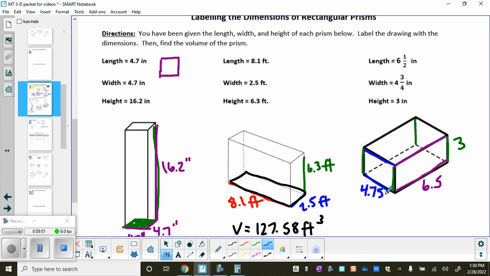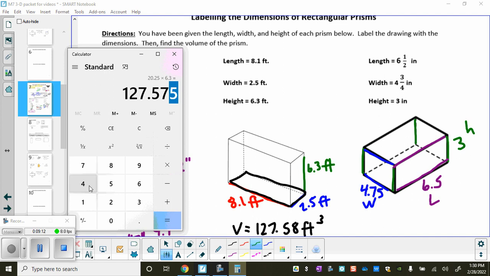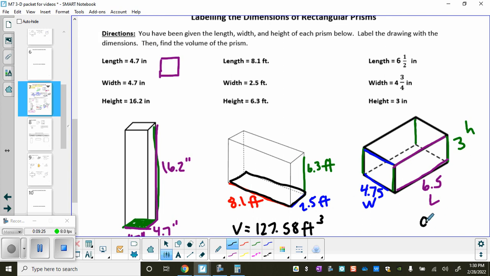The reason I make it a decimal is so I can use the calculator to multiply. I've got the width times the length times the height, and we're just going to multiply these three numbers. So 4.75 times 6.5 times 3. All right, and this will bump it up to a 63, so 92.63. This was inches, so I'm going to say cubic inches.